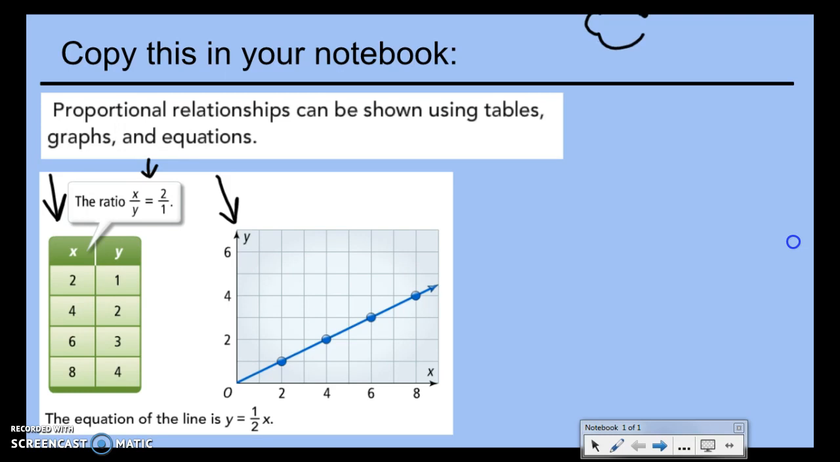The equation of the line is Y equals 1/2 of X. Is that true? Is 1 1/2 of 2? Is 2 1/2 of 4? Is 3 1/2 of 6? Is 4 1/2 of 8? Yes, they're all 1/2. Okay? Copy all this down to your notebook, please.